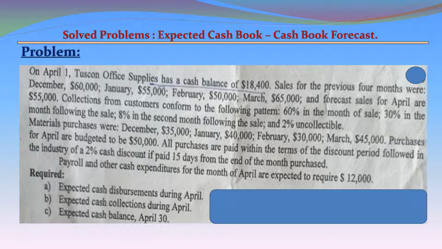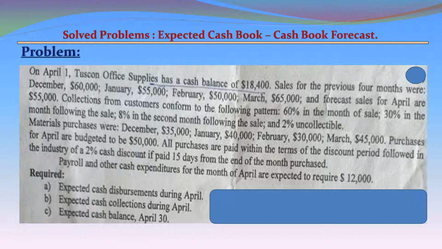Sales for the previous 4 months were December 60,000, January 55,000, February 50,000, March 65,000, and forecast sales for April are 55,000. Collections from customers conform to the following pattern: 60% in the month of sale, 30% in the month following the sale, 8% in the second month following the sale, and 2% uncollectible.